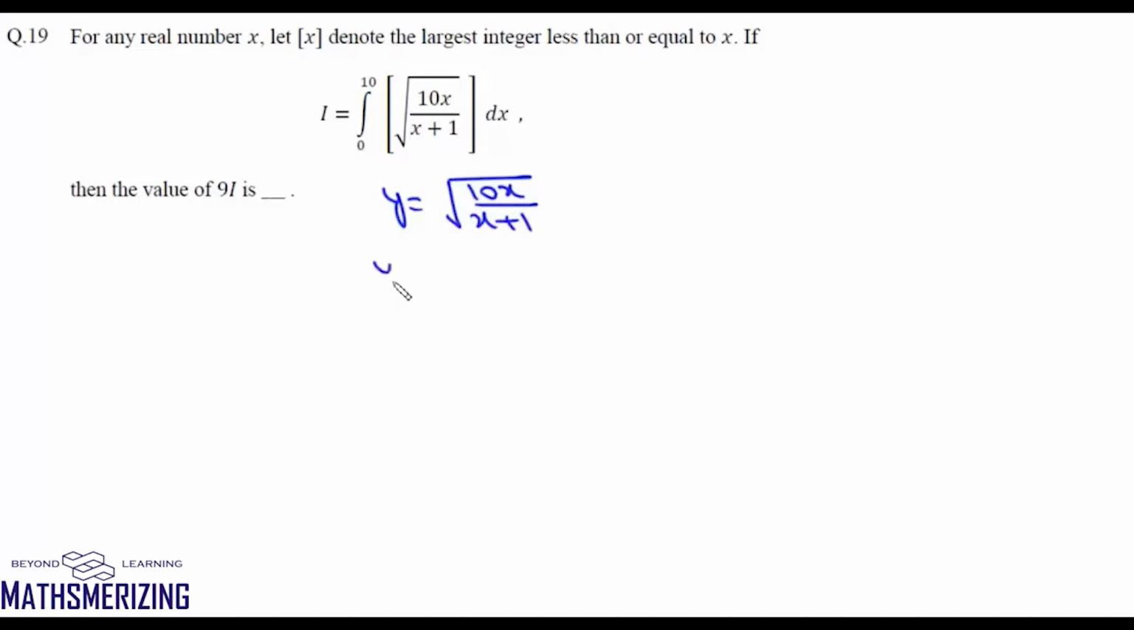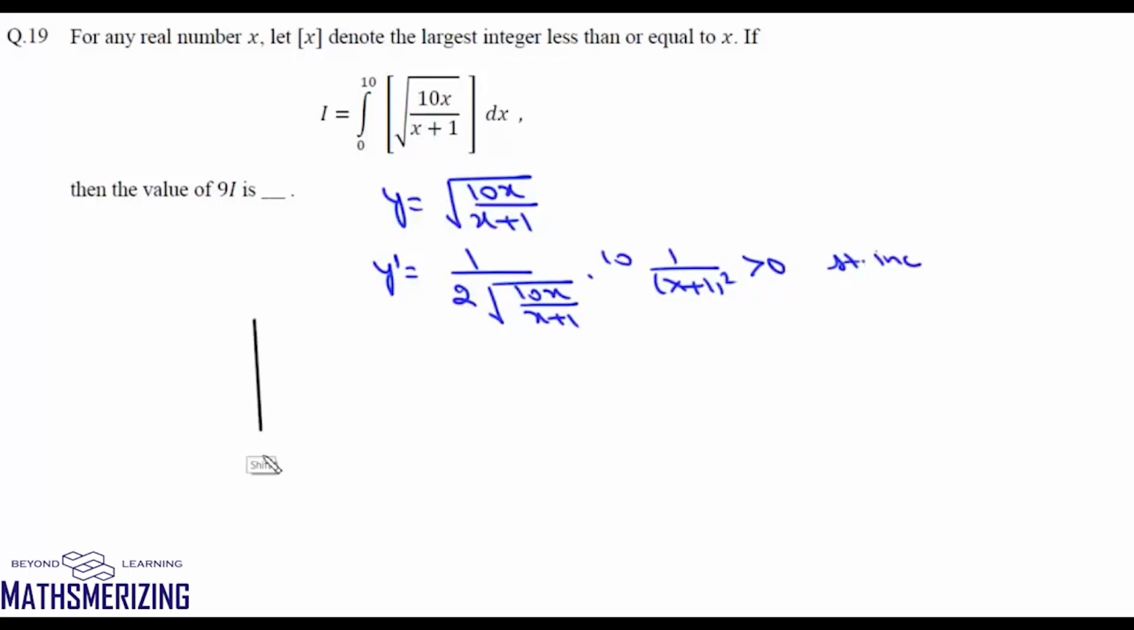Before that, I'll differentiate this function. We'll find y dash. So it'll be 1 by 2 under root of 10x upon x plus 1 into 10, and here will be 1 upon (x plus 1) whole square. So it will be greater than 0. So this function is a strictly increasing function. So between 0 to 10, this function will be an increasing function.